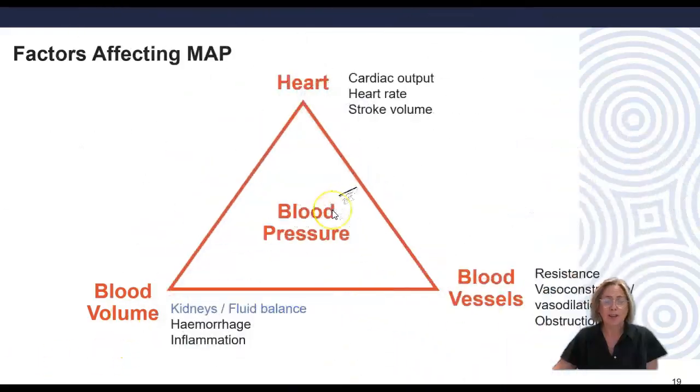So remember this triangle that we've shown in quite a couple of topics, looking at factors affecting mean arterial pressure or blood pressure. We talked about it in the heart topic, in the blood vessels topic, and now here we are down here in terms of the kidneys and fluid balance, regulating the volume and concentration of urine, and therefore regulating the blood volume to regulate blood pressure. The higher the blood volume, the higher the mean arterial pressure or blood pressure, and the lower the blood volume, the lower the mean arterial pressure.